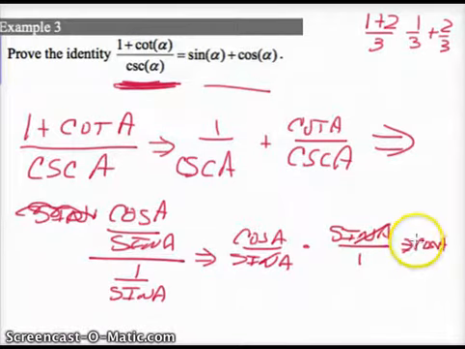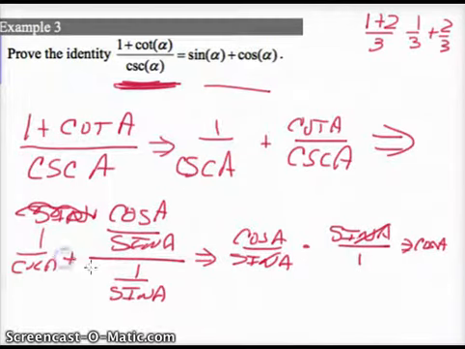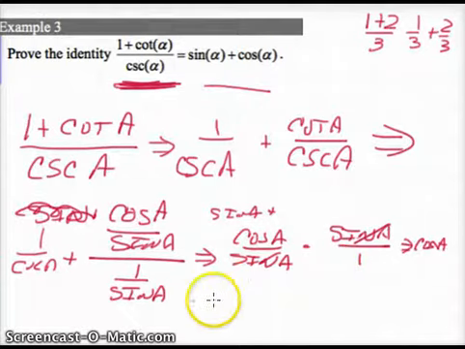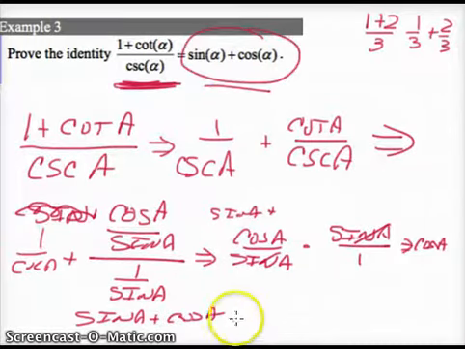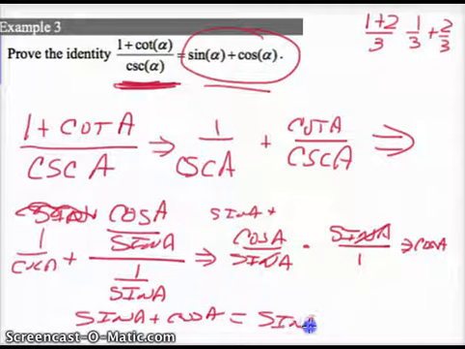But remember, I still got that 1 over cosecant. I should have wrote that over here. 1 over cosecant. Okay. Now, 1 over cosecant is just sine, so sine A plus cosine A. So my final answer is going to be sine of A plus cosine of A, and what am I supposed to find? Sine of A, cosine of A.